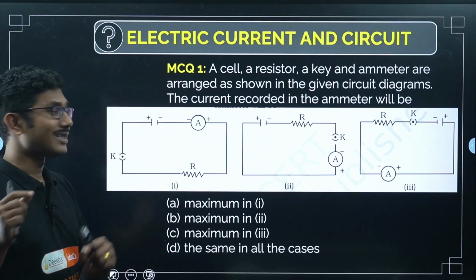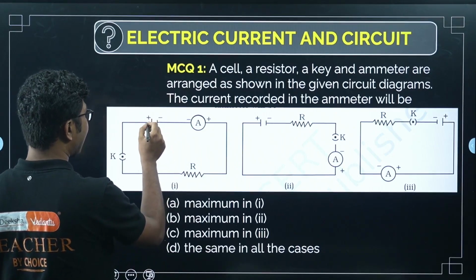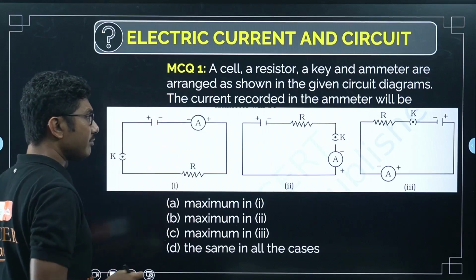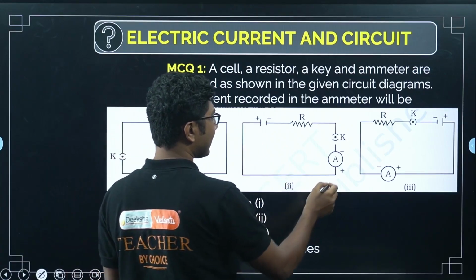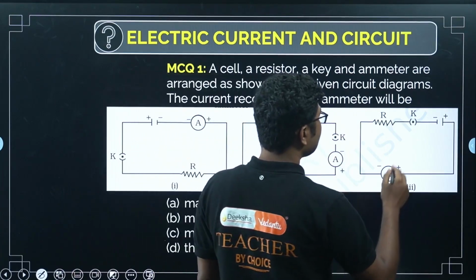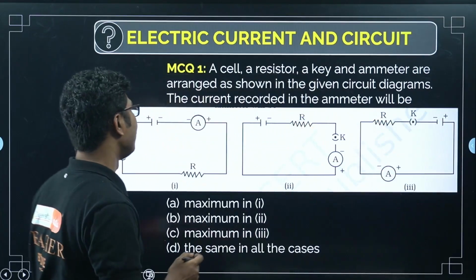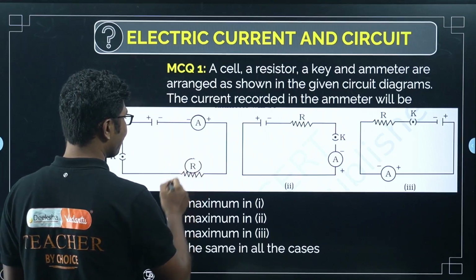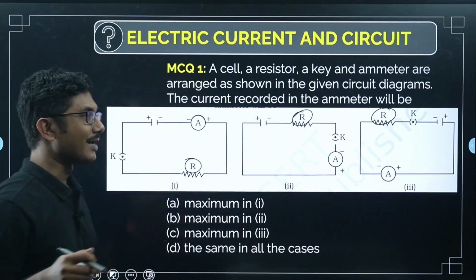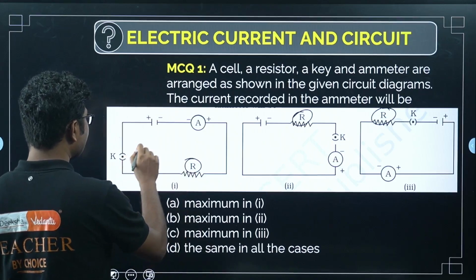First let us understand the circuit combination in this case. The plus of the battery is connected to the plus of the ammeter, and the negative of the battery is connected to the negative of the ammeter. In this case also, plus to plus and negative to negative. Similarly here also plus is connected to plus, minus to minus. And in all the cases the resistances are the same: here R, this is also R, this is also R. So all circuits have the same resistances, same battery, same ammeter, and in every case the key is on.